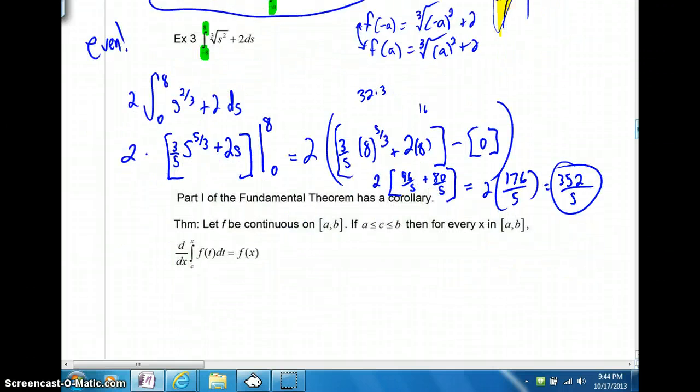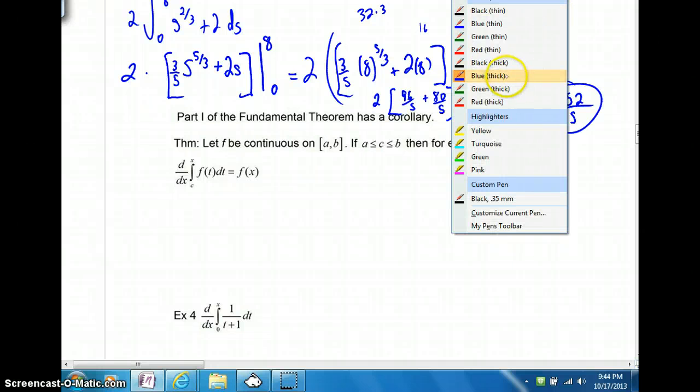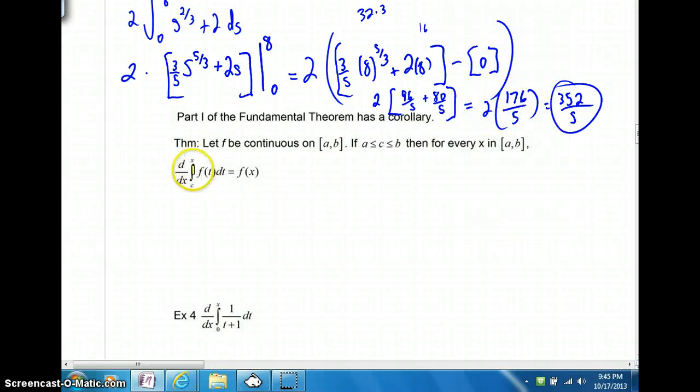Okay, so as we continue on, let's take a look at part 1 of this fundamental theorem. Part 1, remember, dealt with the accumulation function. And here is the wonderful, wonderful corollary. We're seeing that if we took the derivative of this accumulation function with respect to x, we'll just get f of x. Wonderful, wonderful property here. I'm going to give you a little bit of a proof. And I think this is important for us to see.